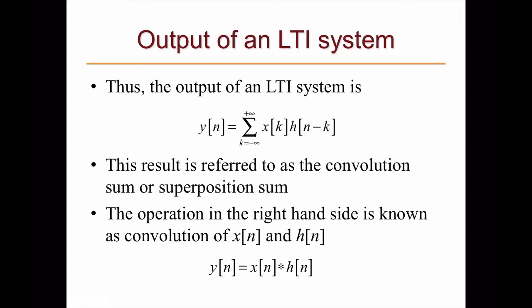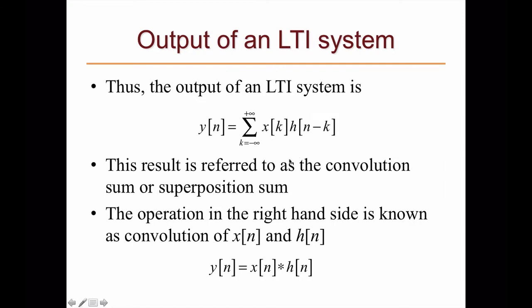So the output of an LTI system can be summarized in this equation: y[n] equals the summation of k from minus infinity to infinity of x[k], the scaling values, and h[n-k], the shifted version of the impulse response. We call this equation the superposition sum or the convolution sum, which indicates how we can calculate the output of the system given the input x and the system h.